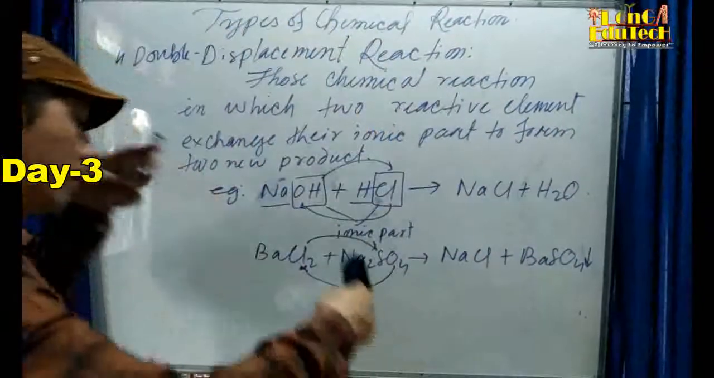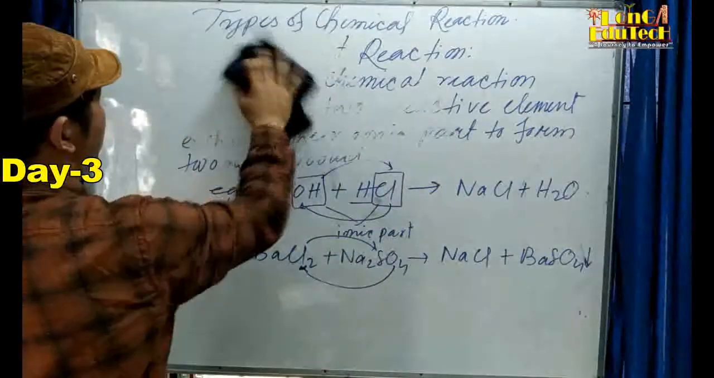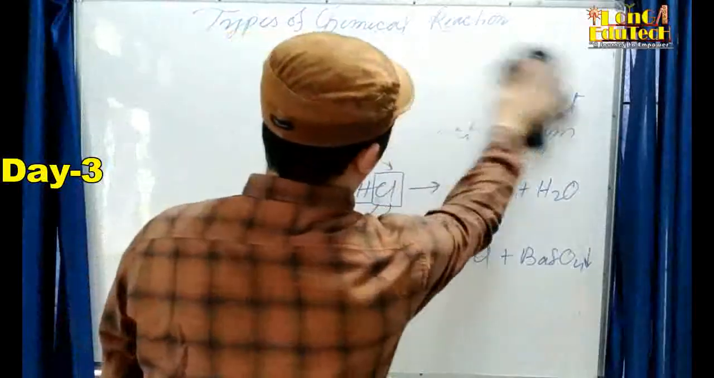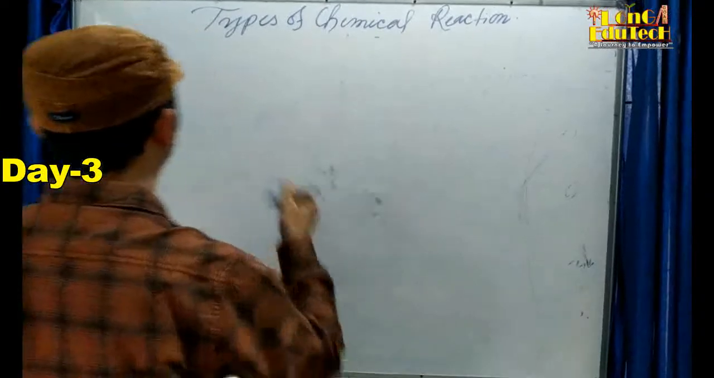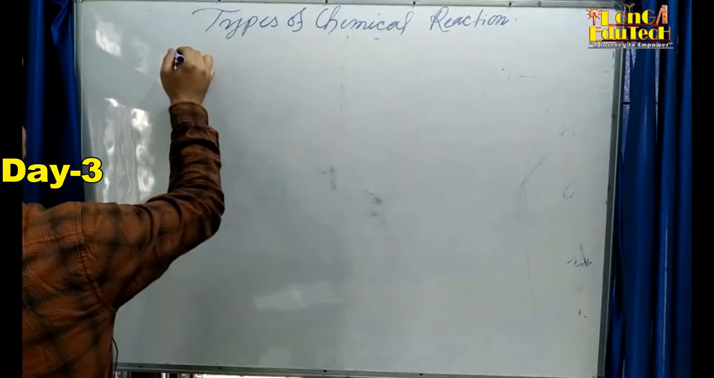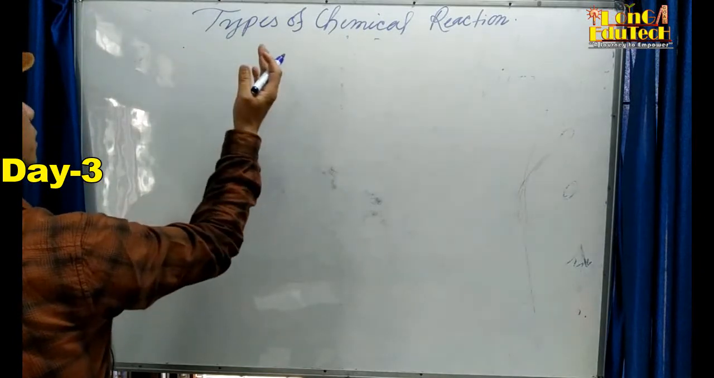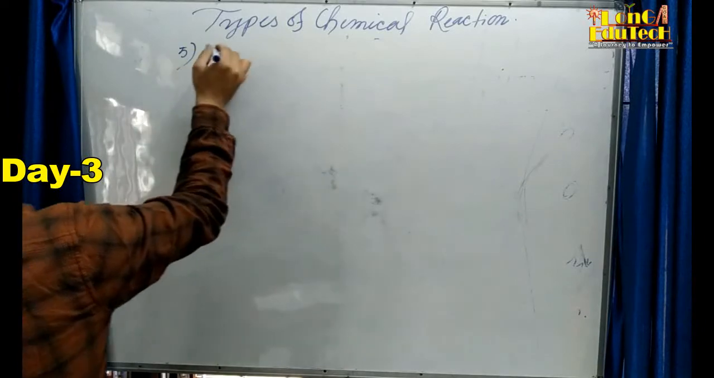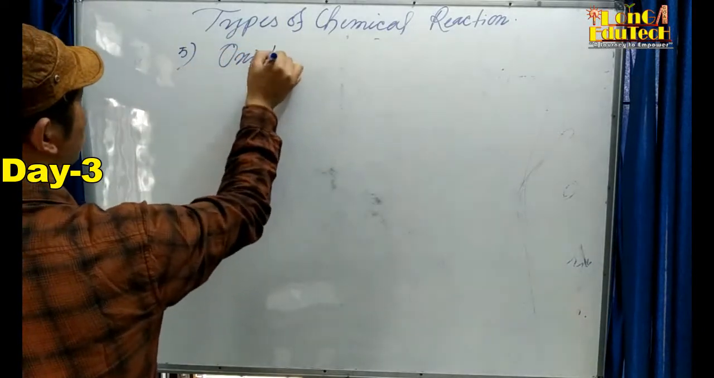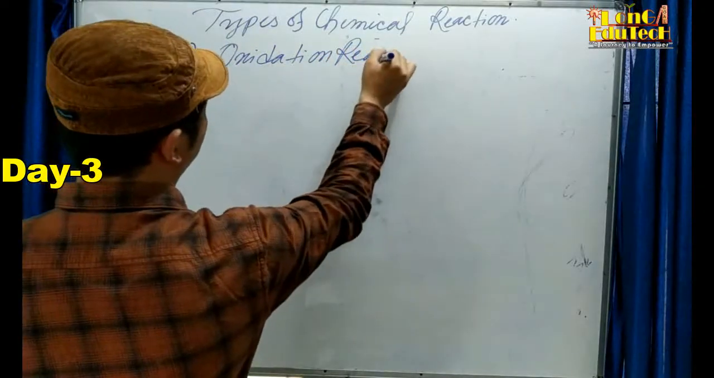Now we can go to oxidation reactions, and we will come to redox reactions too. This is number 5. We had combination, decomposition, double displacement, and now this is the oxidation reactions.